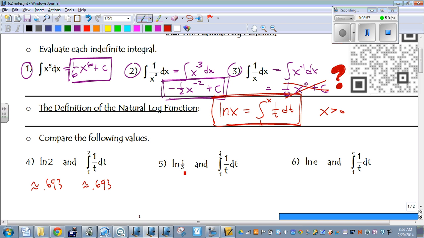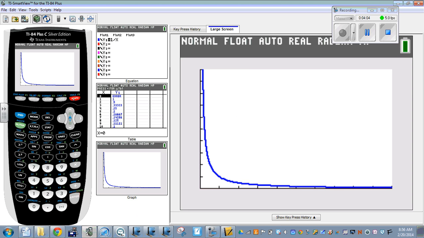Now, what do you expect? What kind of an answer do you expect for natural log of 1/3? If we go back to that graph, we're finding the area under the curve from 1 to 1/3. What kind of answer should we get? Negative, right? Because it's going backwards. We have the 1 to 1/3. It's kind of backwards, big number to small number. So we should get a negative answer.